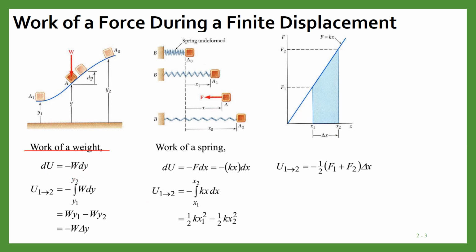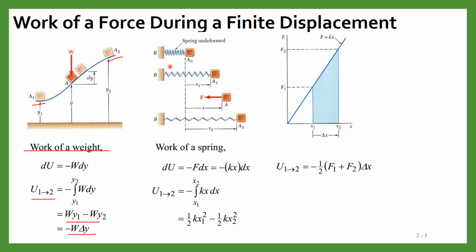And suppose this weight moves from point A1 to point A2, then the work during this finite displacement U12 will be the integral of W dy from y1 to y2, and this work is negative because displacement and force are in opposite directions. Now when you integrate it, you get this equation: W y1 minus W y2, which is equal to minus W delta y.